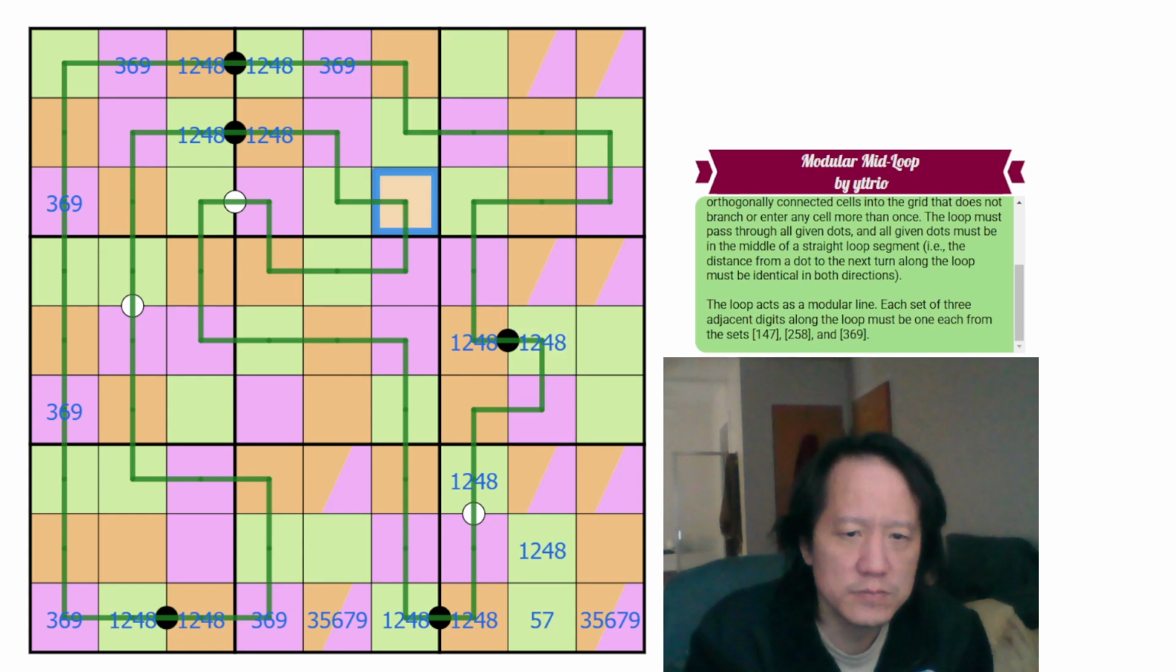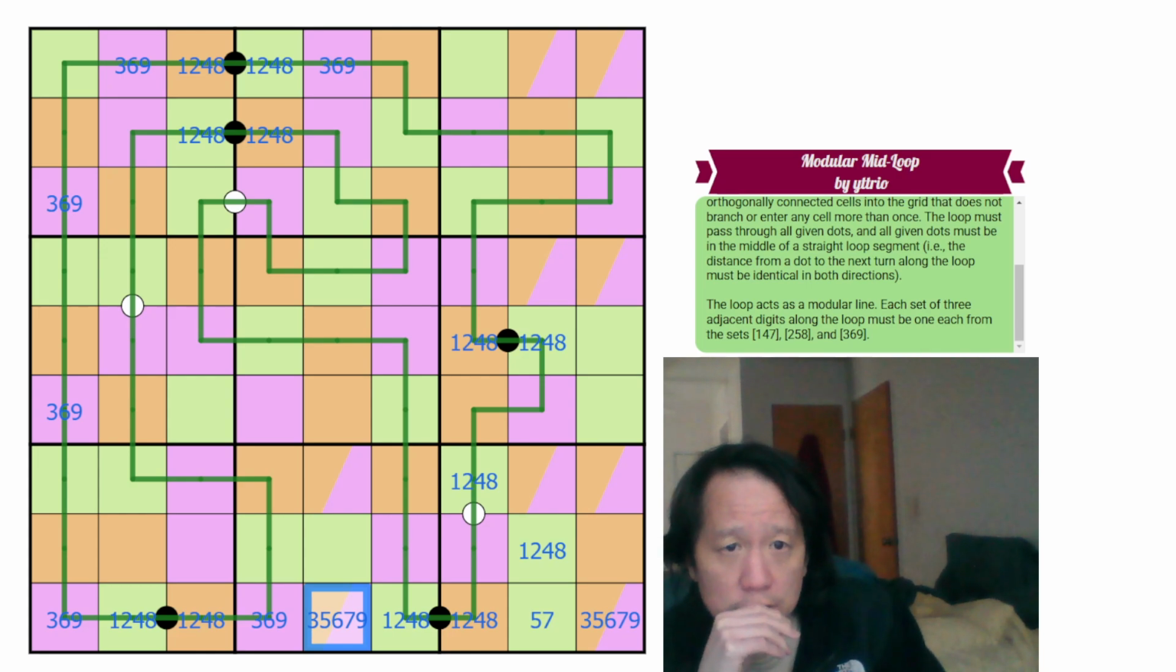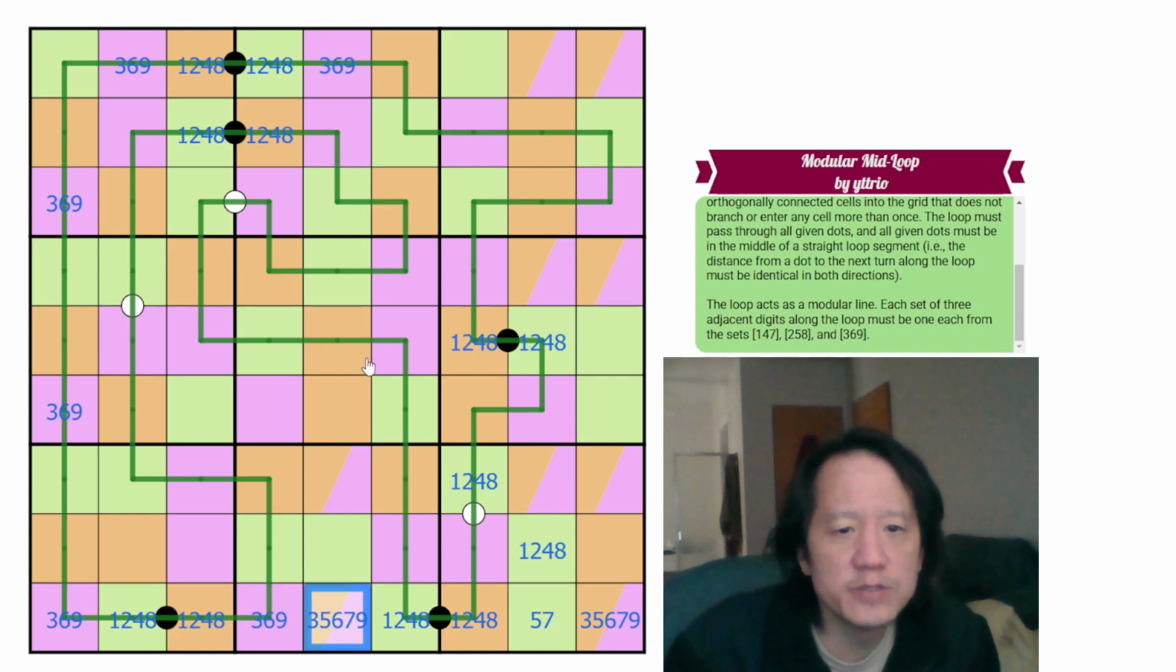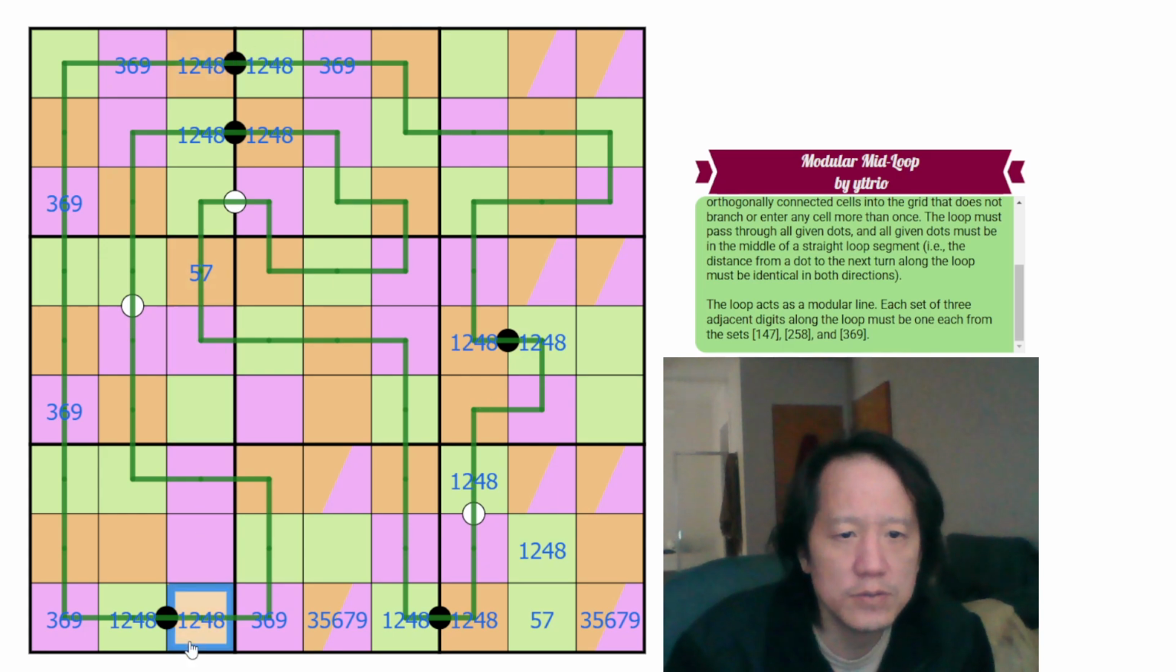We know one of these has to be 5 or 7, and one of these has to be a 5 or 7, but we're not sure which. The remaining orange one could be either here or here. We're not sure. This has to be the remaining 5 or 7 here, because we already have two oranges here. That must be 1, 2, 4, 8.